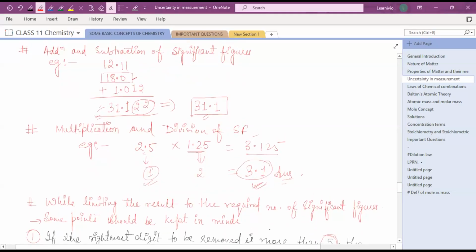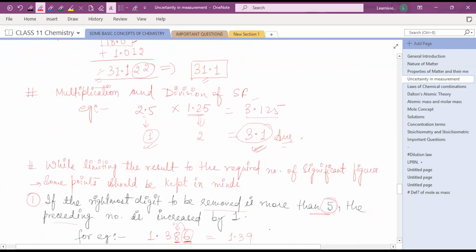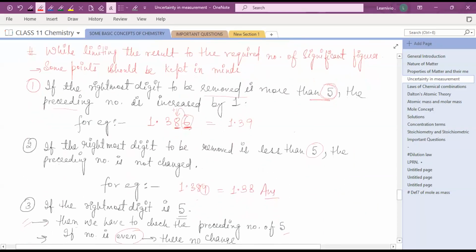Okay, children, so please write it down. You are not supposed to write this. These are very easy, you know very well. Just write it from here.